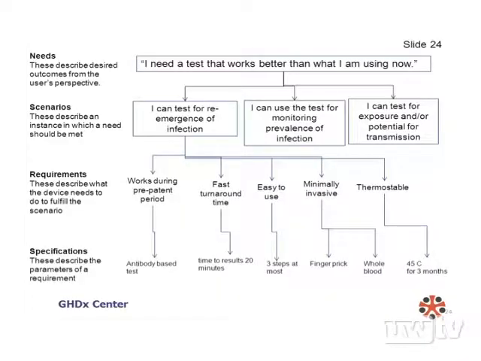If we take the first scenario, here are a few product requirements that you could look at. That it works during the pre-patent period. All that really means is that when you get infected by onchocerciasis, it takes about a year for there to be sufficient microfilaria in the skin. I forgot to mention, by the way, sorry, that the current gold standard for diagnosis for onchocerciasis is to do skin snips.